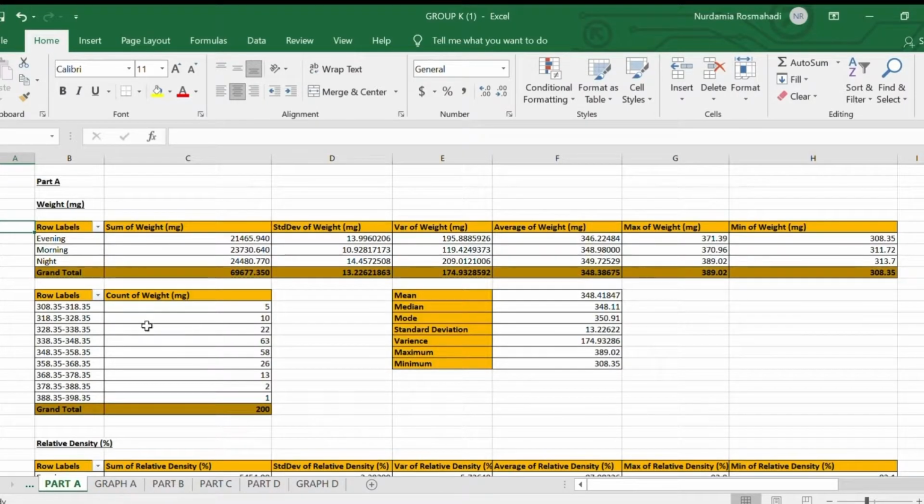For tabular form, we summarize the data by grouping the weight in the range of 10 and count of weight. For example, in the range of 338.35 until 348.35, it has the highest count of weight, which is 63. Next, we find the mean, median, mode, standard deviation, variance, maximum, and minimum using Microsoft Excel.